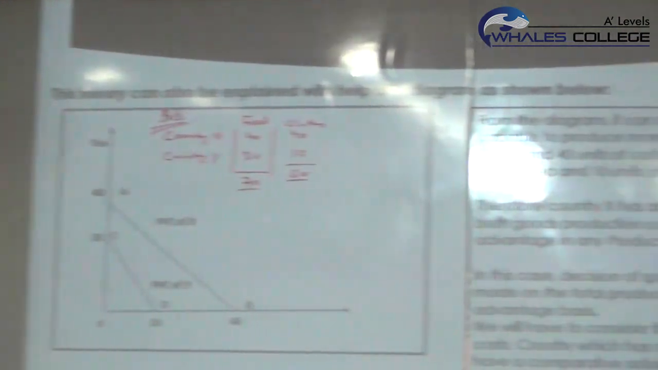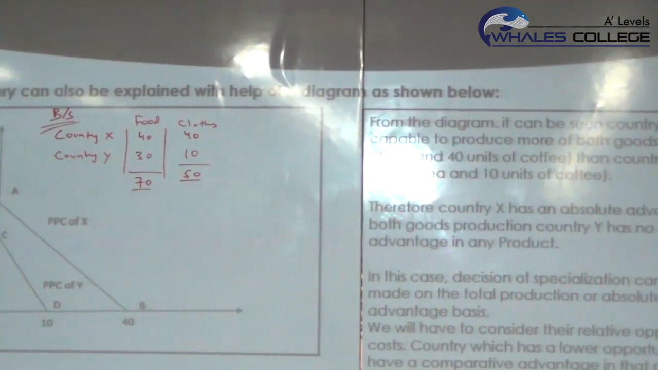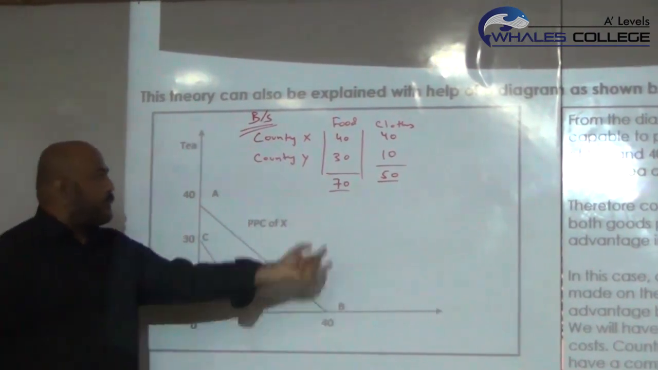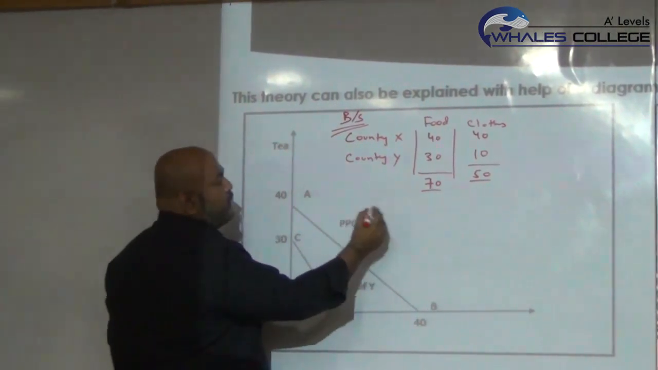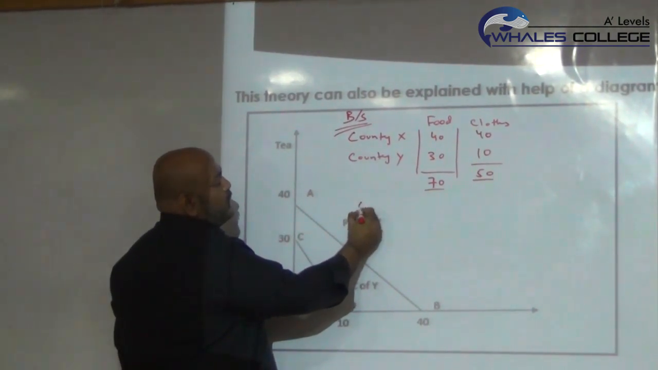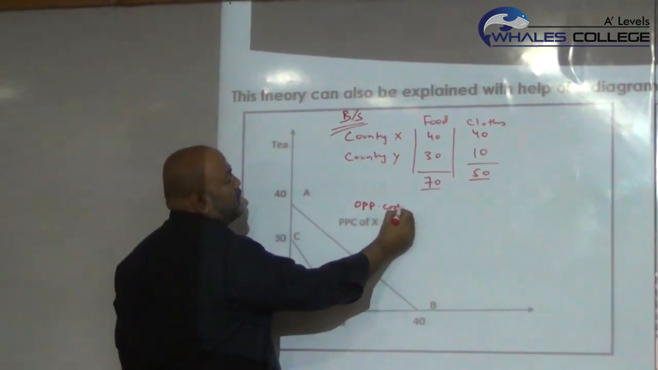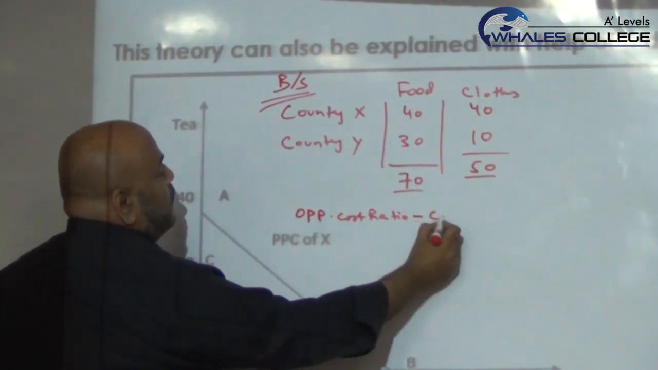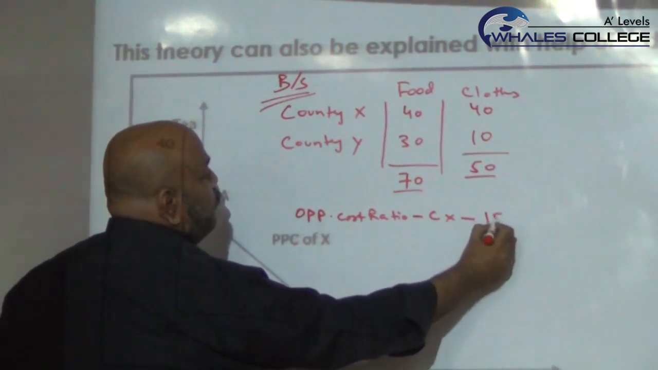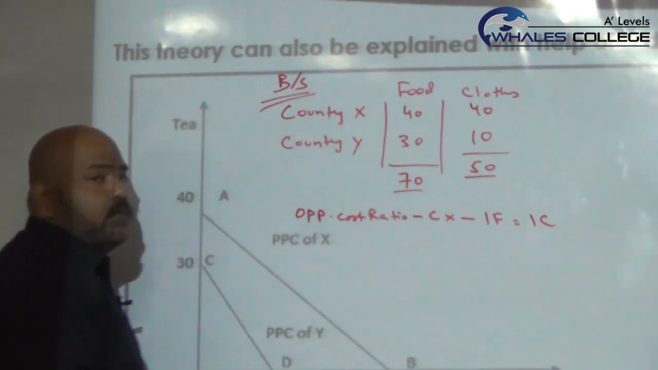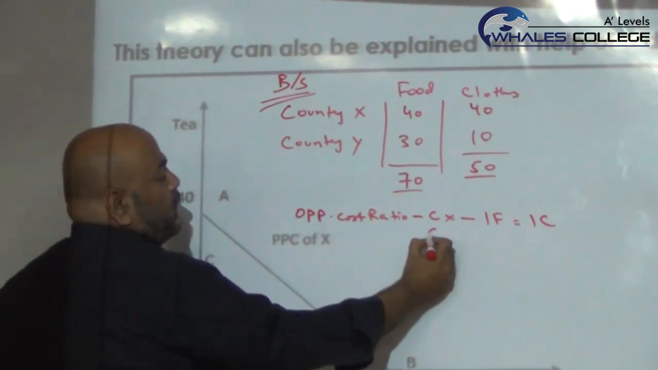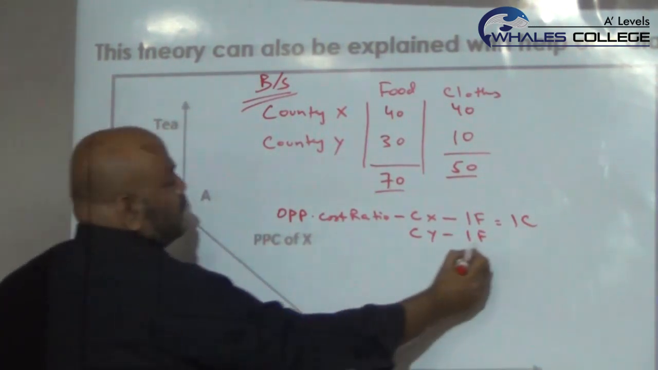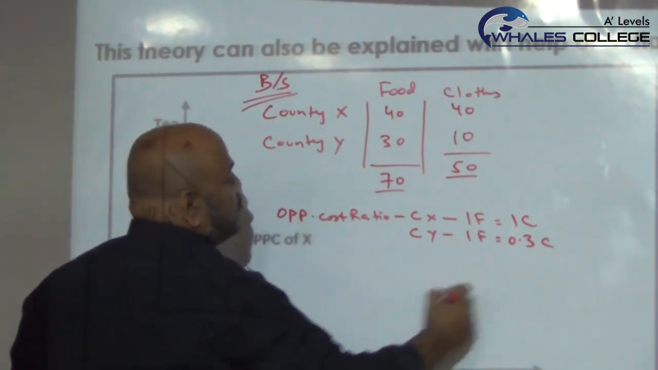If we look at the calculations, now we have to calculate the opportunity cost ratio. Opportunity cost ratio, country X of producing one food equals to one cloth. However, country Y, one food equals to 0.3 clothes.